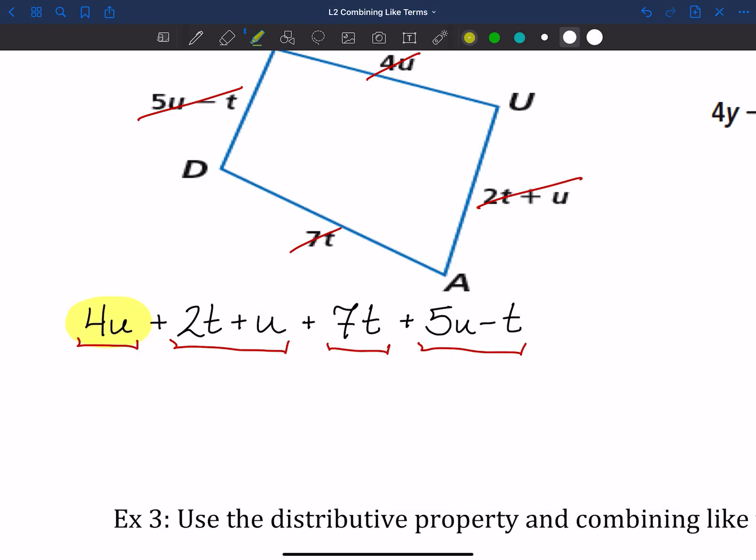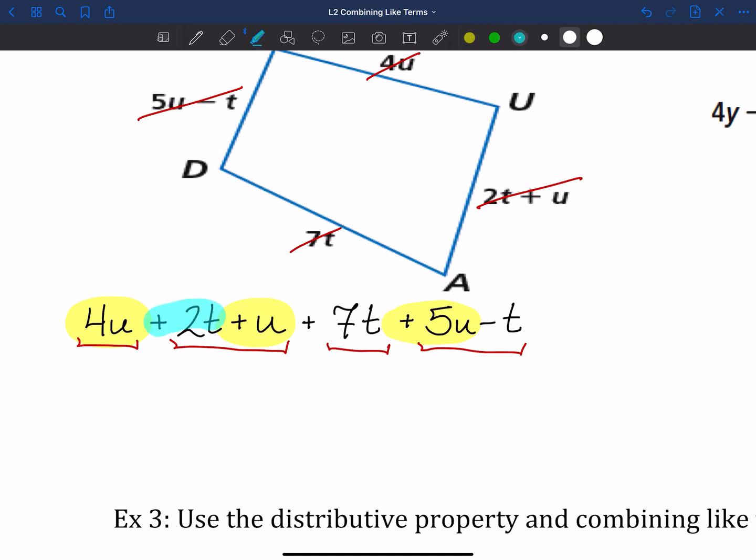I'm looking for anything else that is a like term with that. So this u by itself matches up with it, and so does this 5u over there. You might notice for those other two that I grabbed the plus sign in front of it, right? Because just like when we were distributing the other day, we want to grab the sign in front because that does kind of inform us as to whether we're adding it or in some cases we might be subtracting it. Right? So all those things in yellow are like terms.